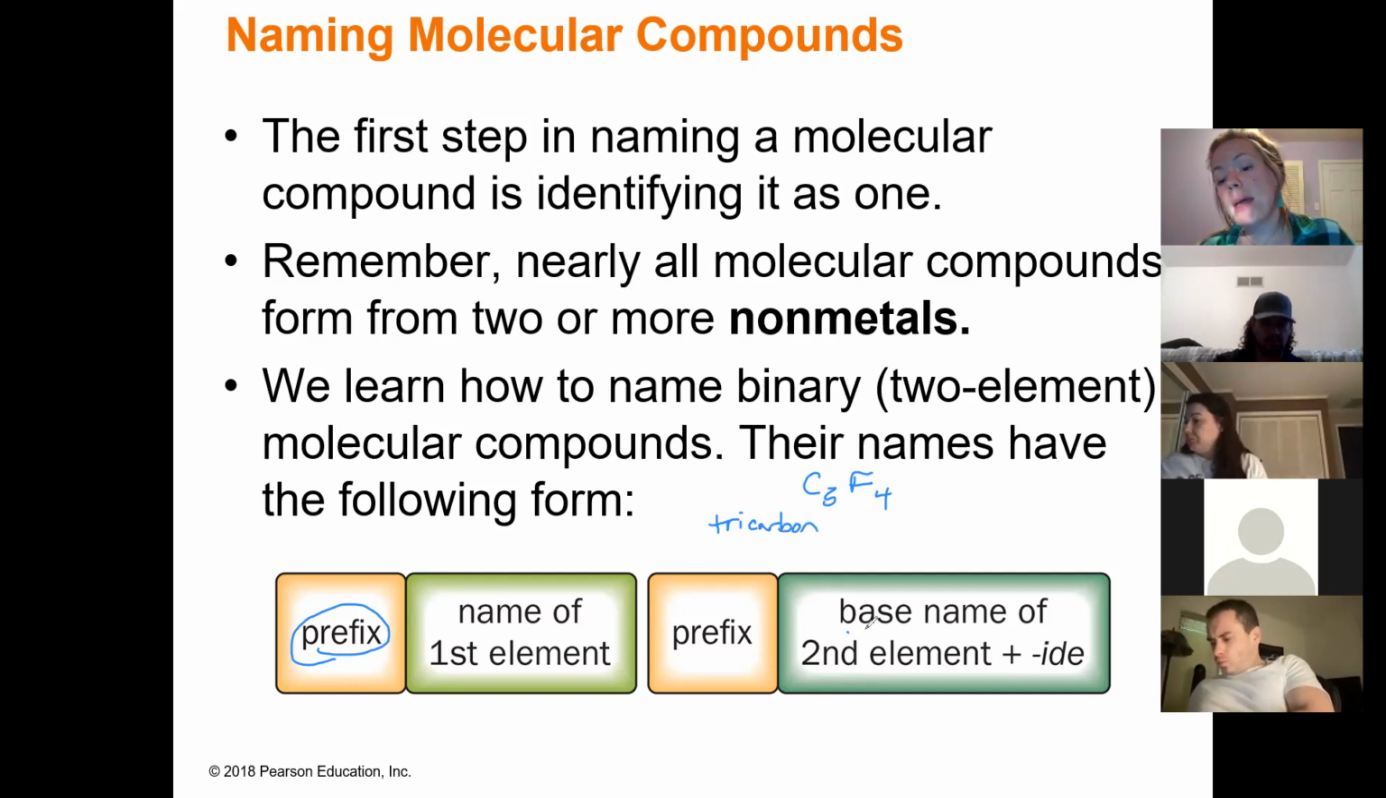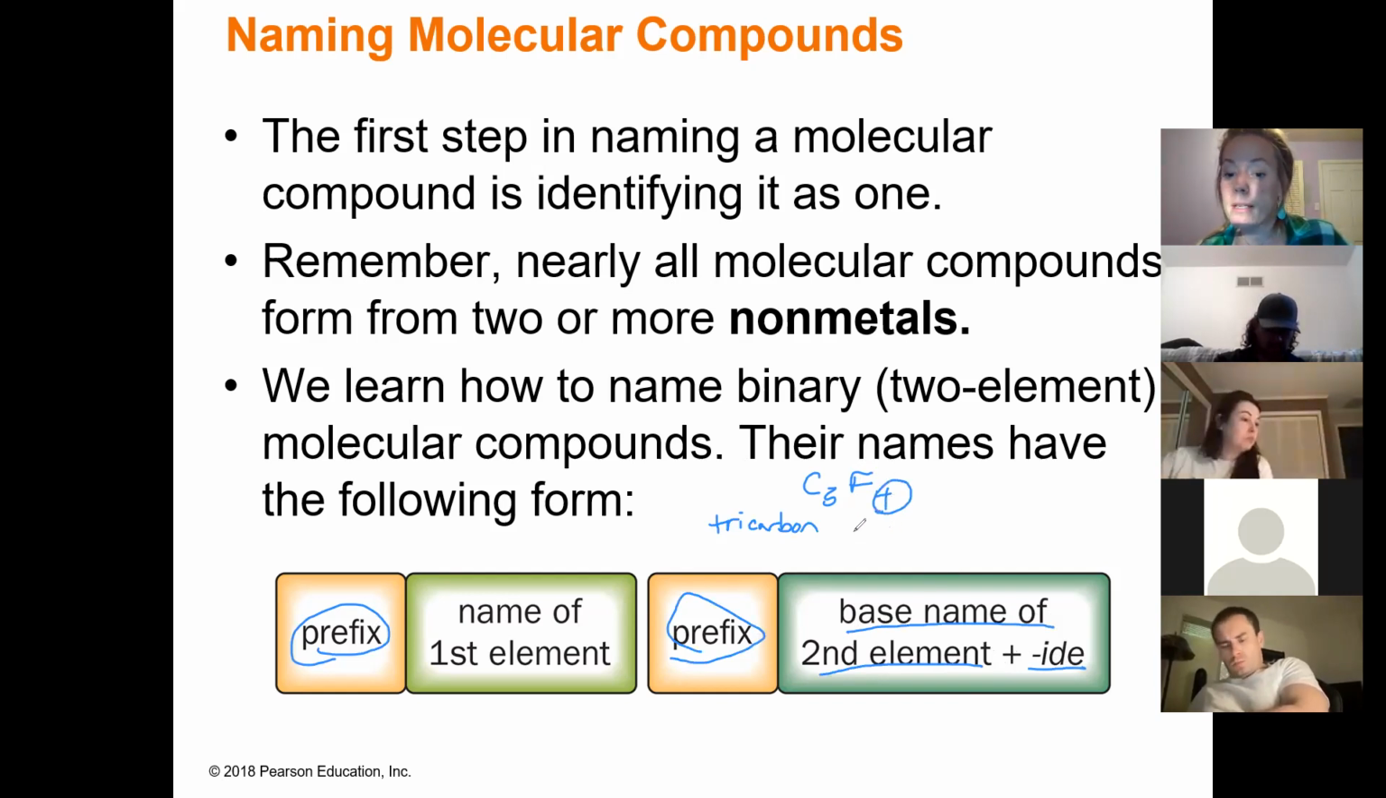Then we're going to take the base name of the second element and we're going to ide it, like we did with the ionic stuff. So instead of saying fluorine, we would say fluoride. And I have to put a prefix in the front that tells me how many fluorines I have. In this case, I have 4. So the prefix for 4 is tetra. Tetrafluoride.